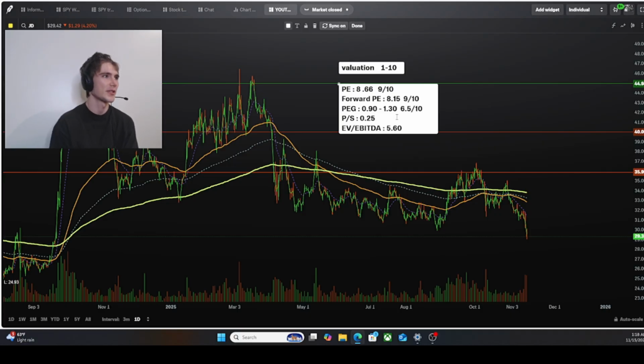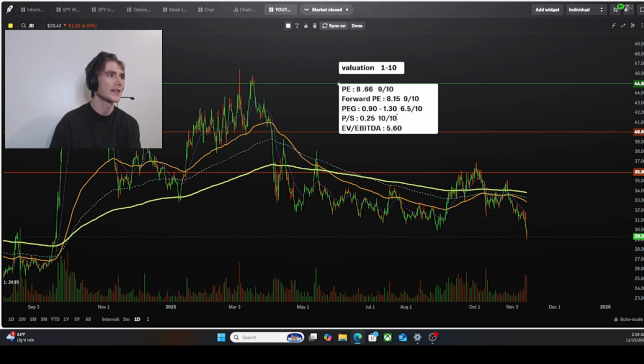Now the fourth metric that we're going to be looking at is price to sales. JD's trading at 0.25 times sales. That means every dollar of JD revenue is valued at just 25 cents, and that is extremely undervalued. So this is going to be a 10 out of 10.